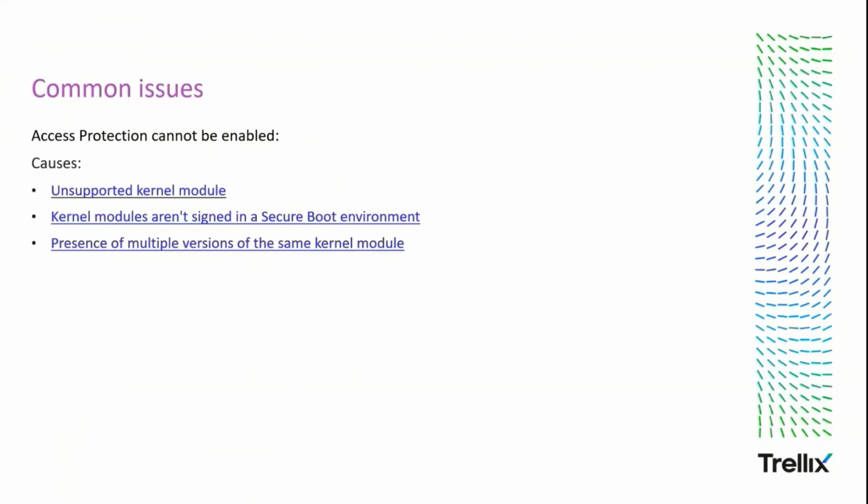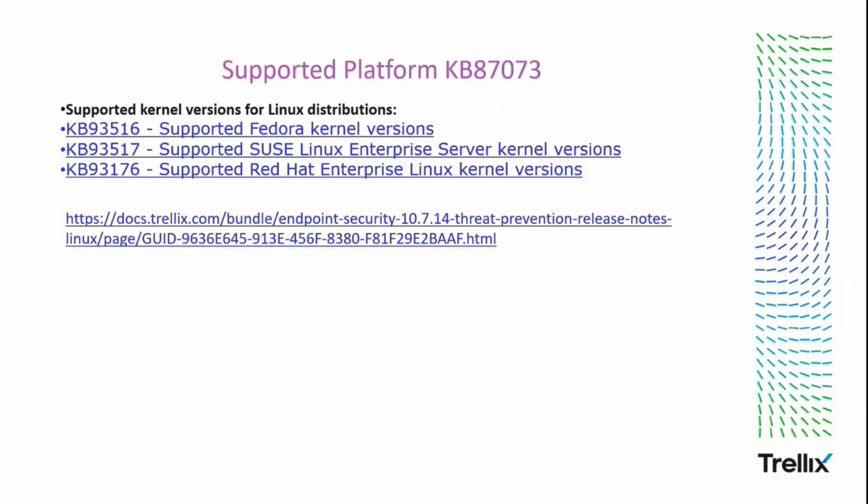Coming to the common issues, the first thing is access protection cannot be enabled. The cause here would be unsupported kernel modules. Kernel modules aren't signed in a secure boot environment, and presence of multiple versions of the same kernel version that was caused due to an incorrect uninstallation of the previous version during upgrade. So these are the common issues.